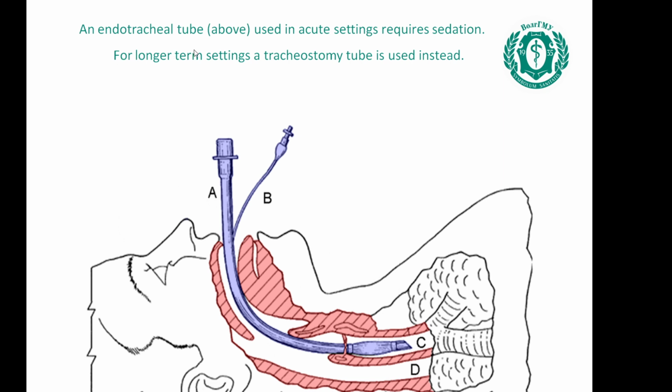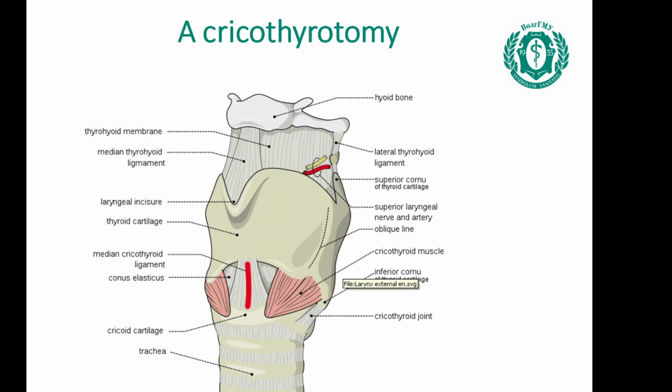Here you can see the endotracheal tube above used in acute settings requires sedation. For long-term settings, a tracheostomy tube is used instead. This picture demonstrates to us the cricothyrotomy, an urgent manipulation.